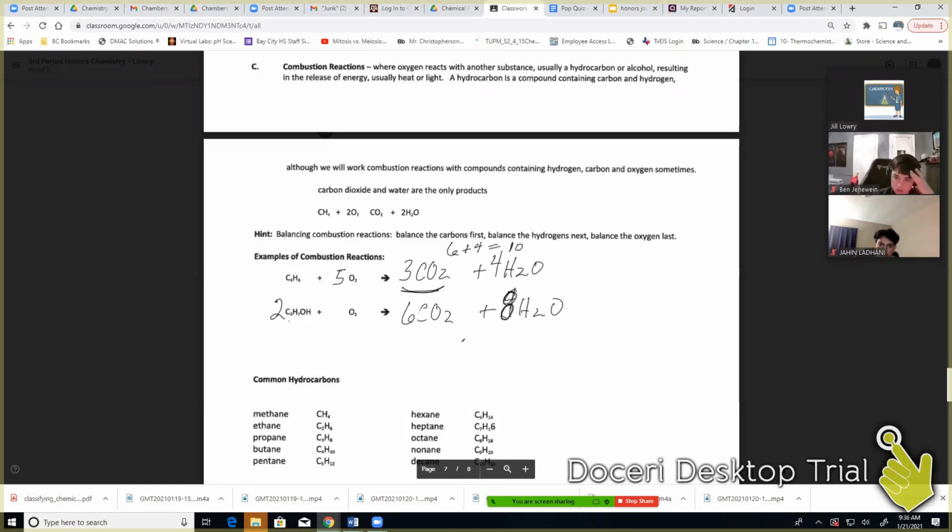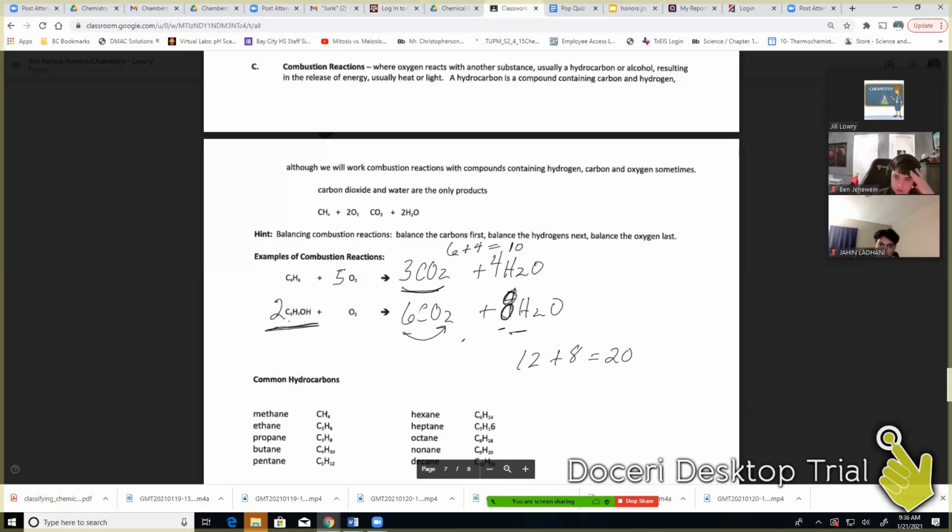For my carbon, 2 times 3, I have 6, and I have 6 here, so that's good. For my hydrogen, 7 times 2 is 14, plus another 2 is 16. So I'm good with that. Now let's see what we got with our oxygen over here. 6 times 2 is 12, plus another 8 equals 20.